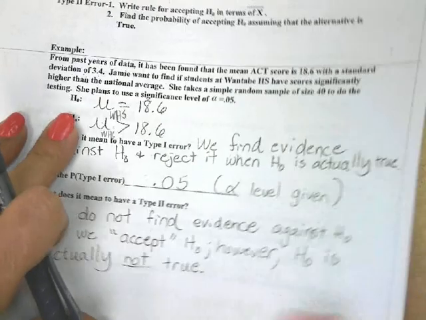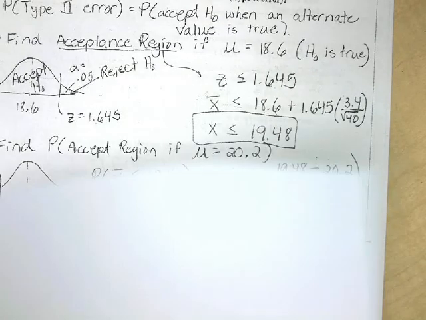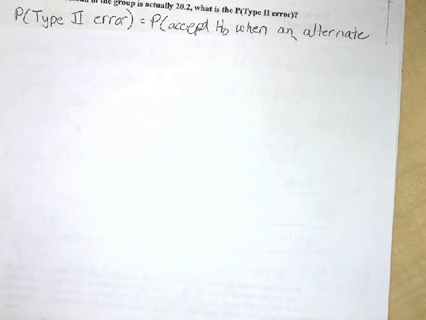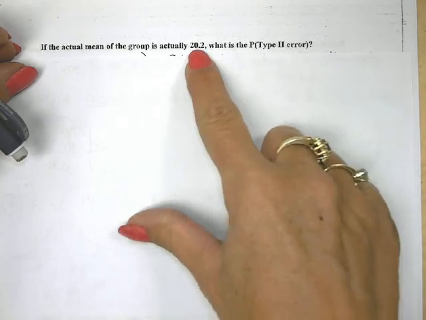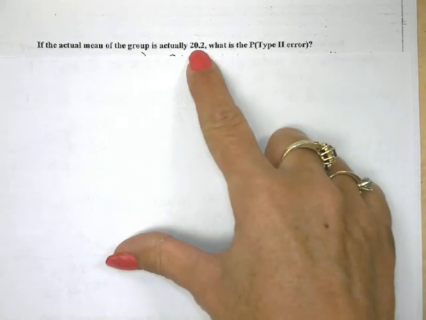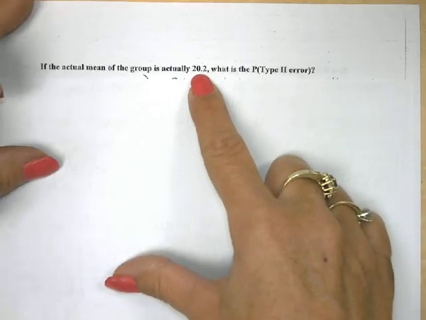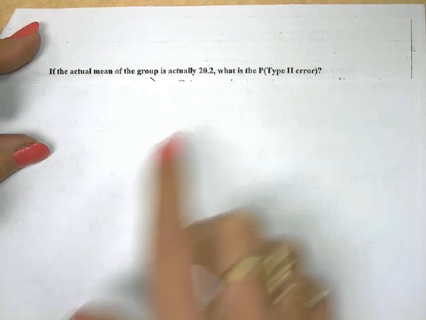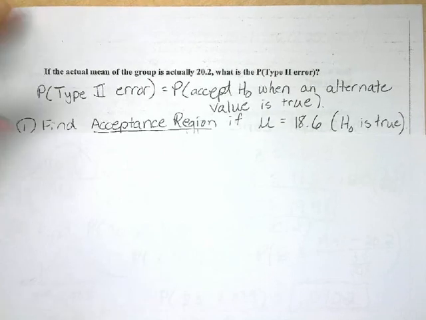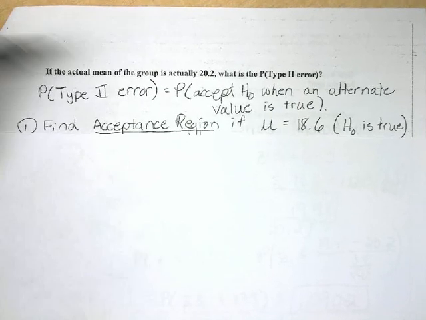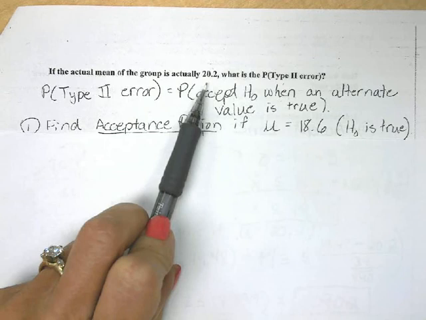Let's turn our page. Now, we can't actually find the probability of a type 2 error in general. We have to find the likelihood of a type 2 error against a particular alternative, because if the alternative mean is just a little bit higher than 18.6, that's a different story than if it's a lot higher than 18.6. So you'll see what I mean as we go on. So we want to find the likelihood of having a type 2 error if Wannabe High School actually has a mean of 20.2 on the ACT.